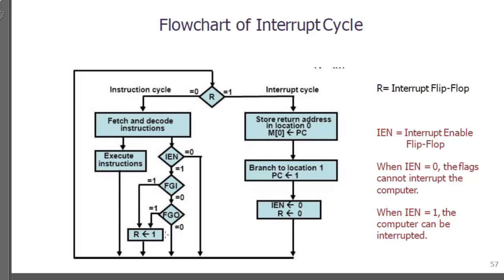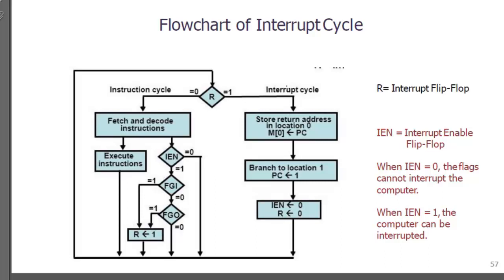If either flag, out of flag output and flag input, is set to 1, that means if interrupt enable is 1, the flip-flop R is set to 1. At the end of the execute phase, control checks the value of R, and if it is equal to 1, it goes to an interrupt cycle instead of an instruction cycle. Now the interrupt cycle is a hardware implementation of a branch and save return address operation.